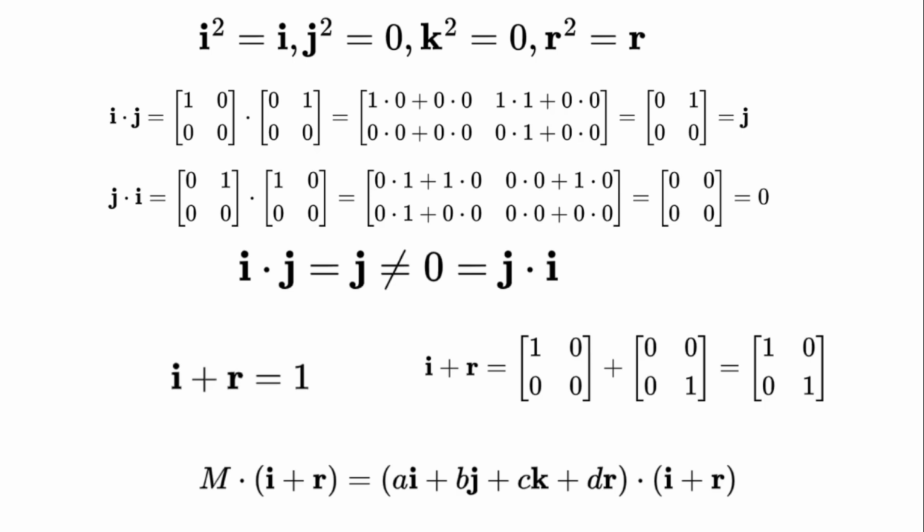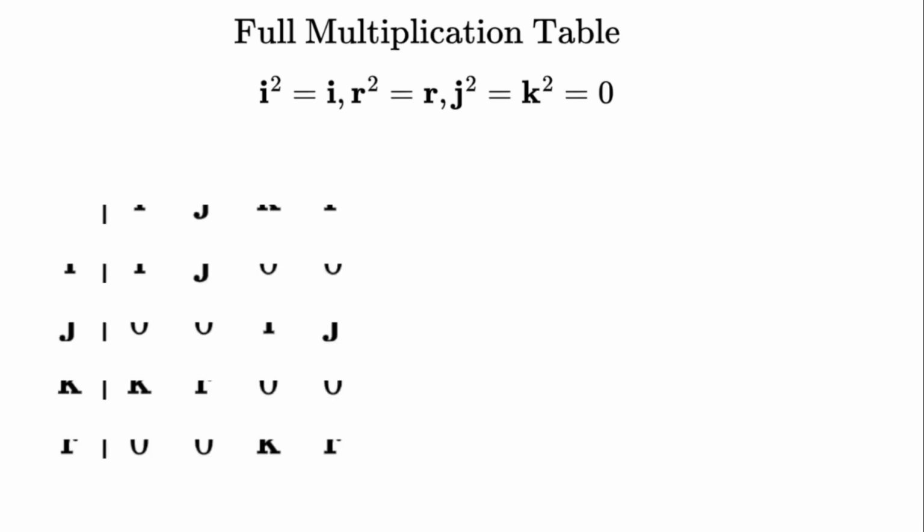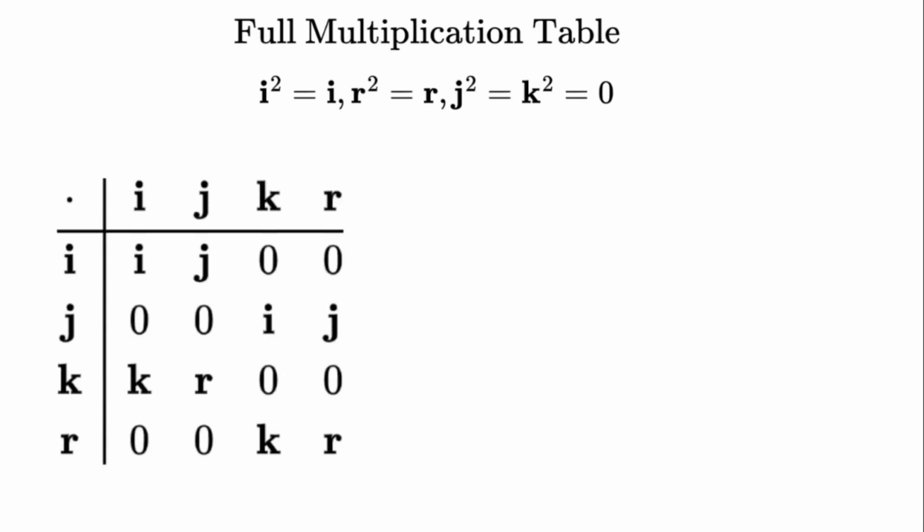The multiplication table defines how basis elements multiply with each other. We already know the squares, but we need the cross terms, like I times J, J times K, and so on. There are 16 possible products, I, J, K, R times each other, and we'll derive each using matrix multiplication to ensure accuracy. Let's compute them systematically.